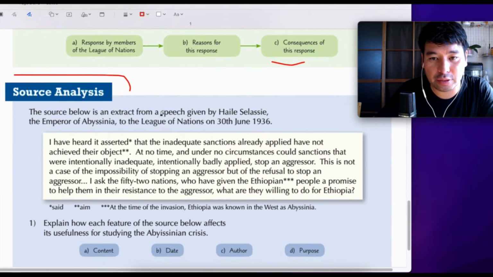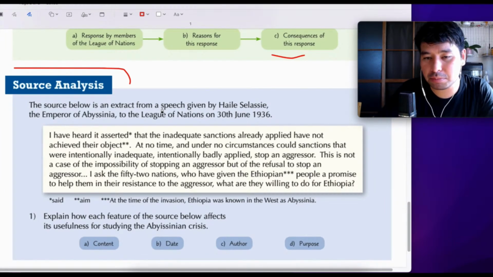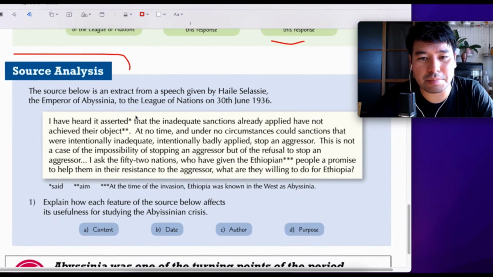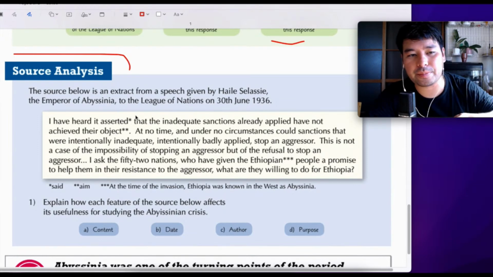I'm going to read it for you, so listen to me and just follow me. The source below is an extract from a speech given by Haile Selassie, the Emperor of Abyssinia, to the League of Nations on 13th June 1936. I'm going to read that for you. Follow me, because by this extract here, we're going to give the answer for the question below.